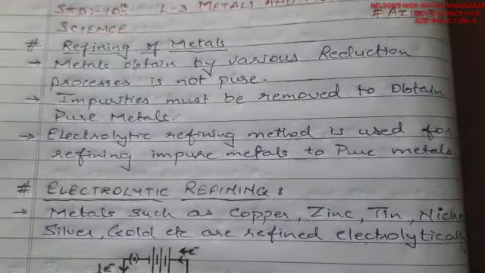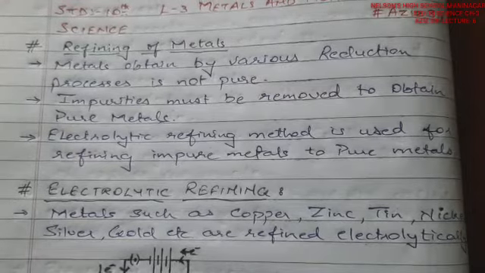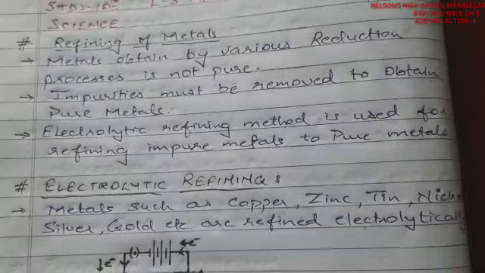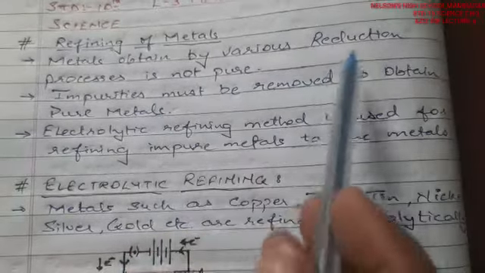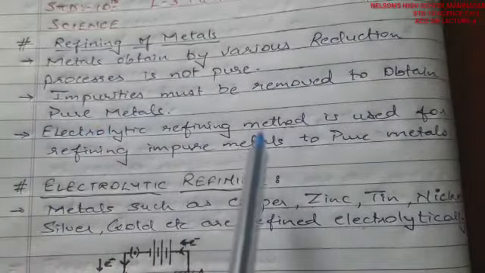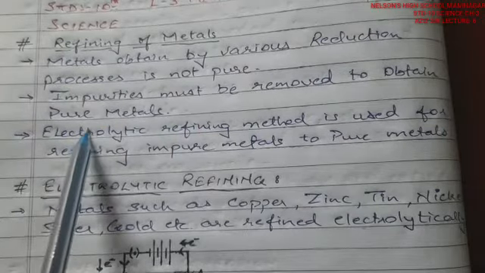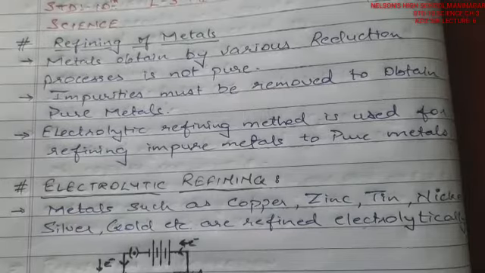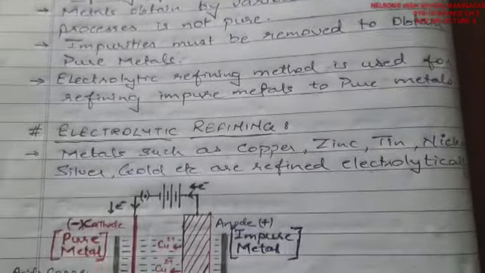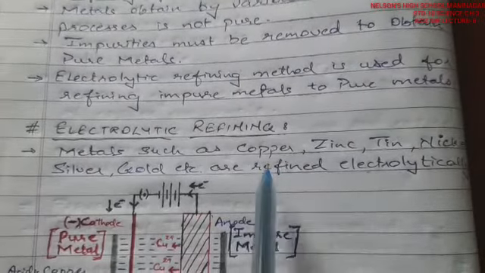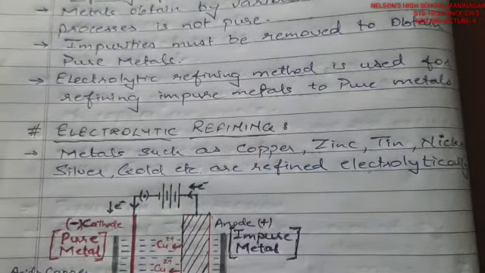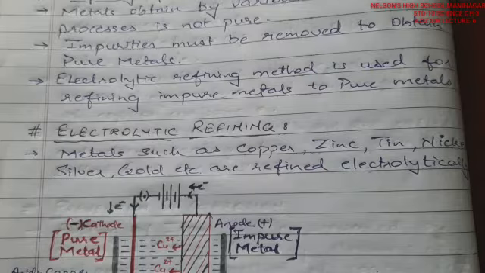The metals obtained by various reduction processes are actually not pure, so the impurities must be removed to obtain pure metals. Using electric current to refine these elements is called electrolytic refining. Metals such as copper, zinc, tin, nickel, silver, gold, etc. can be refined by this electrolytic refining method.